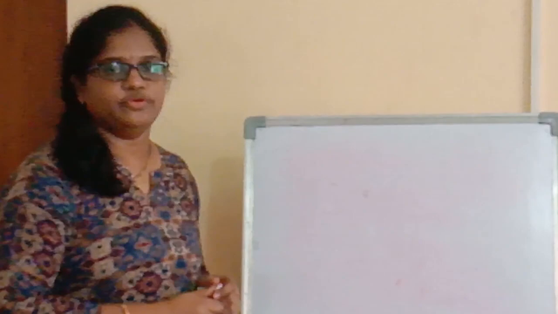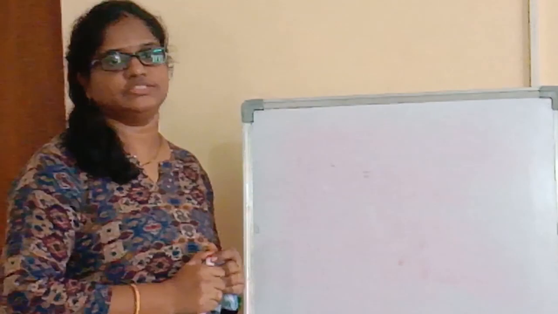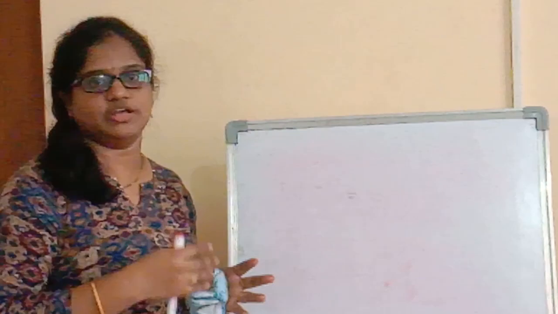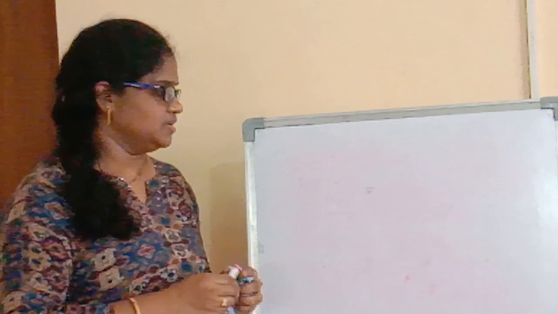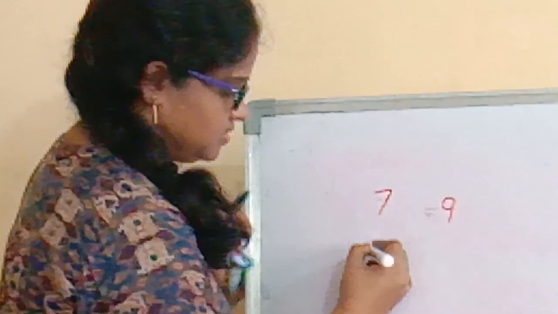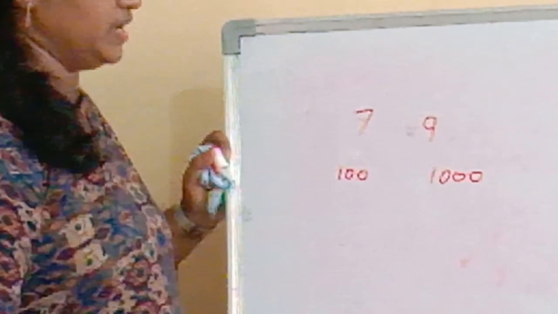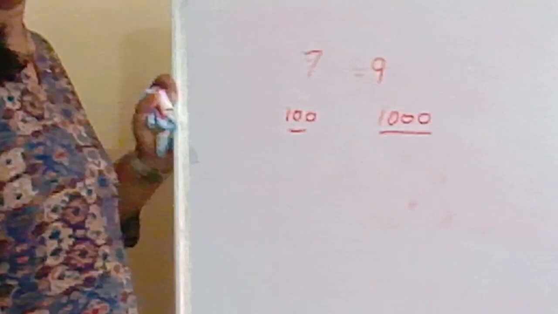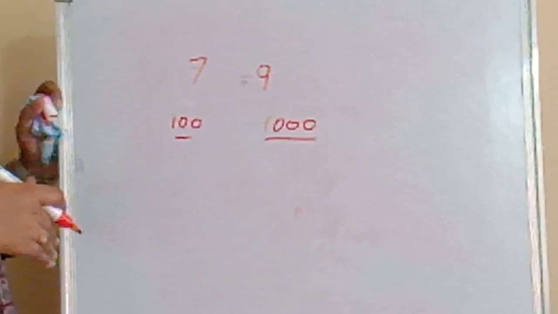Now we are discussing compare, comparing 4-digit numbers. Suppose in our house we have 2 kids, then also we compare who is small and who is big. Similarly, numbers also we compare. Suppose 2 numbers are there, 7 and 9. Here we are comparing which is big and which is small. Like that, 100 and 1000, 2 numbers are there. Here also same thing. If you have 2 or more numbers, always we are comparing.